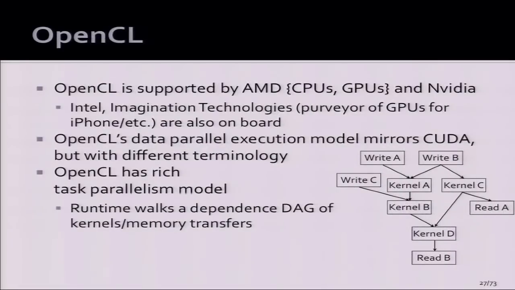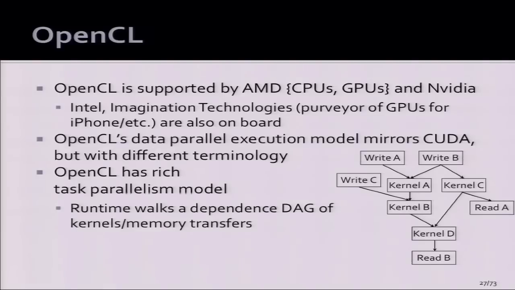OpenCL is very similar to CUDA. It's supported by AMD CPUs and GPUs and NVIDIA, as well as Intel CPUs and Intel Xeon Phi, and some other people like Imagination Technologies, which makes mobile GPUs, are on board.